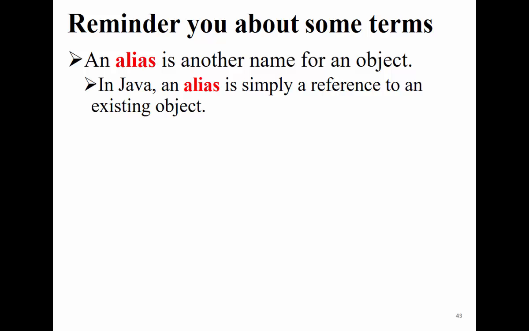Before we start, I will remind you with these slides, and we already discussed this slide. What do we mean by alias? In Java, an alias is simply a reference to an existing object. You have the object created in the memory, and you give another name to the object. So you access the object with two different names.